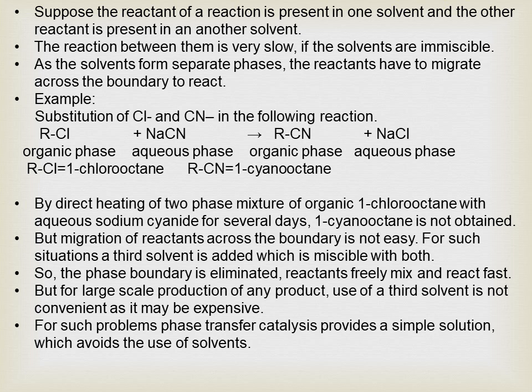For example, consider the substitution of chloride by cyanide in the following reaction. RCl, where R is an alkyl group. Here R is an octyl group, that means RCl is 1-chlorooctane, plus sodium cyanide. As I already told you, an ionic compound is made to react with an organic compound. Here the ionic compound is sodium cyanide and the organic compound is alkyl chloride. The product is alkyl cyanide. The chloride is substituted by cyanide and sodium chloride is formed as the byproduct.